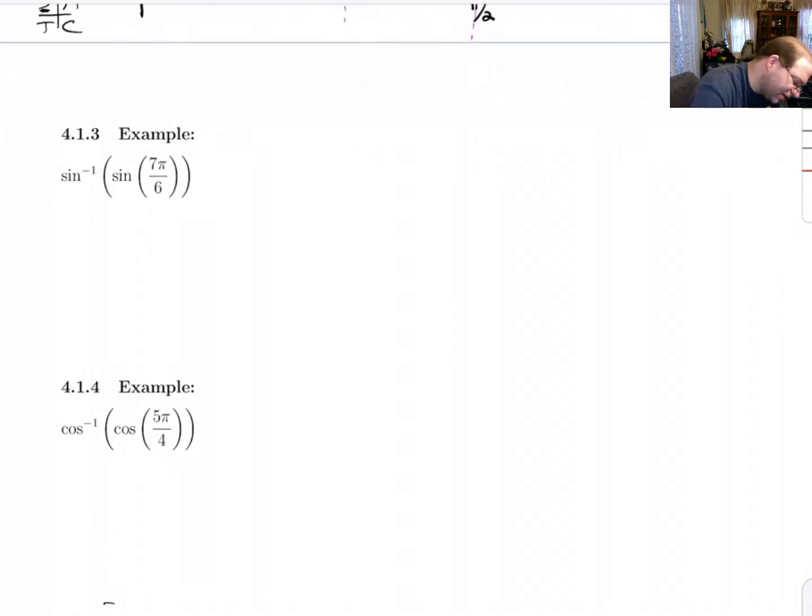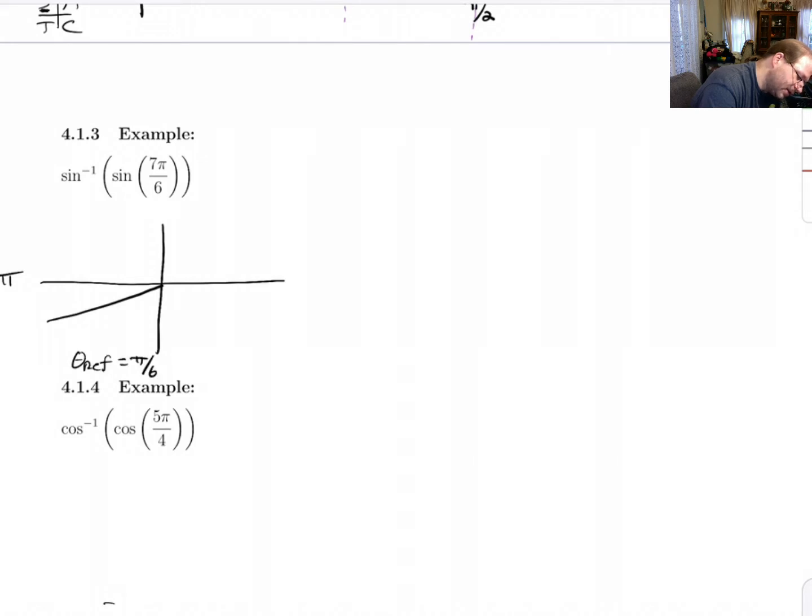Inverse sine of 7 pi over 6. All right, 7 pi over 6, that's over here, because this is pi, which is 6 pi over 6. So our reference angle here is pi over 6. So sine of 7 pi over 6 is going to be, well, the number is going to be a half because sine of pi over 6 is a half. This is in the third quadrant, making it negative.